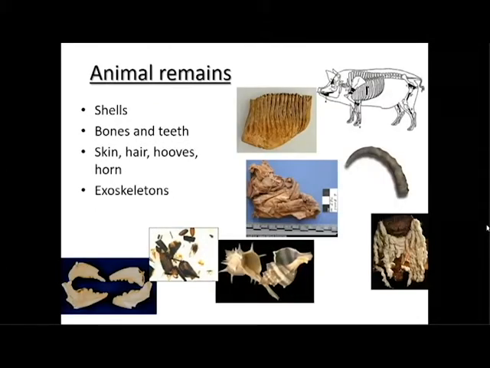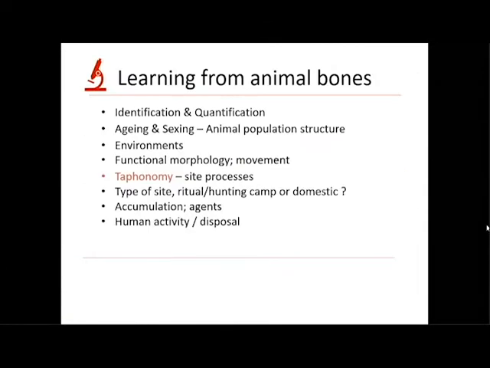So in zooarchaeology, I basically look at bones, but you can look at various things, such as shells, bones, and teeth. I believe Raquel talked about teeth that she has been looking at, skin, hair, hooves, as well as exoskeletons. And these things can give us various information about the given site. So what can we learn from animal bones? We can learn a lot of things, and we basically have a procedure or schedule. First we identify and quantify them, and from then we can learn things such as their age, their sex, the environments that they inhabited, the morphology, and then we start looking at taphonomic modifications, which I will talk about a little bit later.